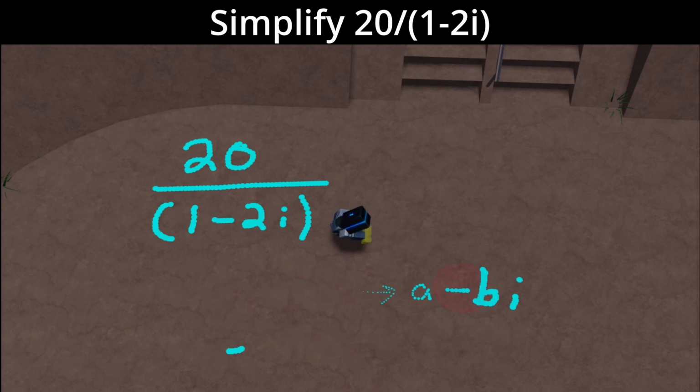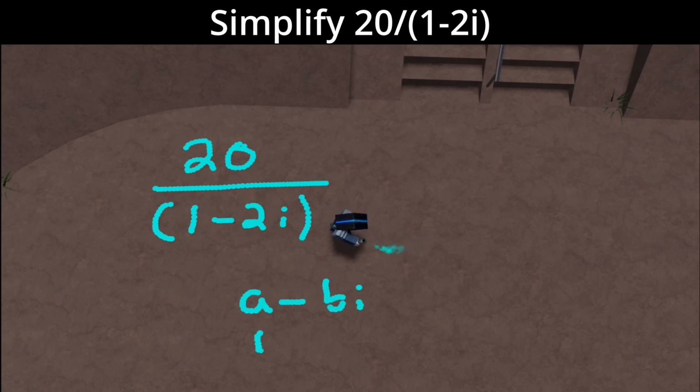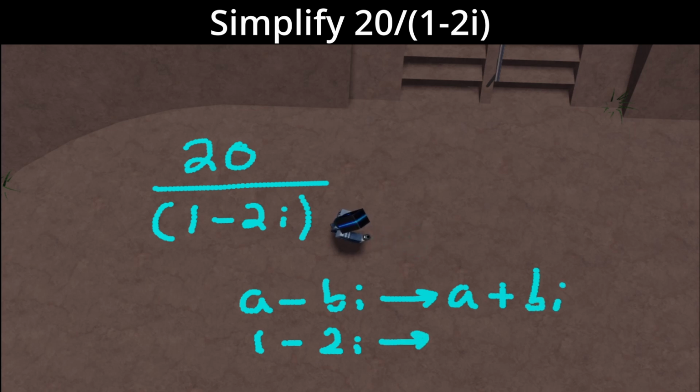Okay, but in our example up here, we have 1 minus 2i. So what if we have something in the form of a minus bi, like 1 minus 2i? The complex conjugate is, once again, you flip the sign on the imaginary part. So you get a plus bi. So the complex conjugate for 1 minus 2i is just 1 plus 2i. So we're going to need this complex conjugate.